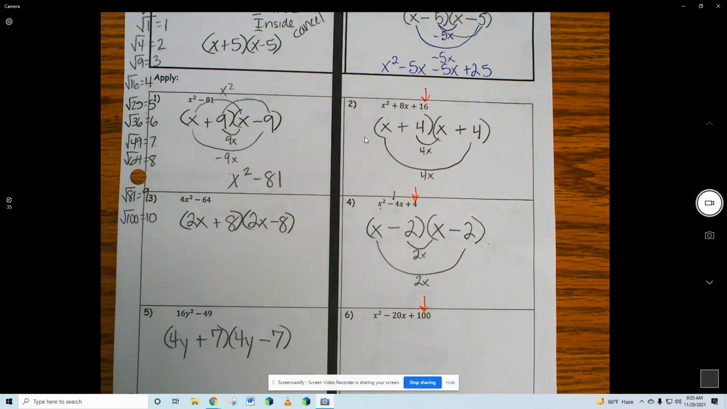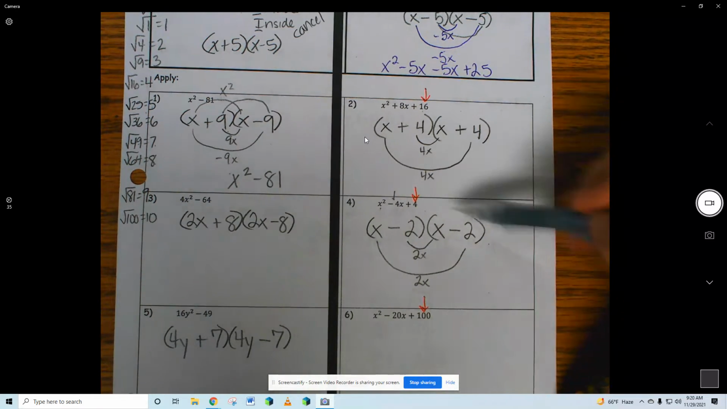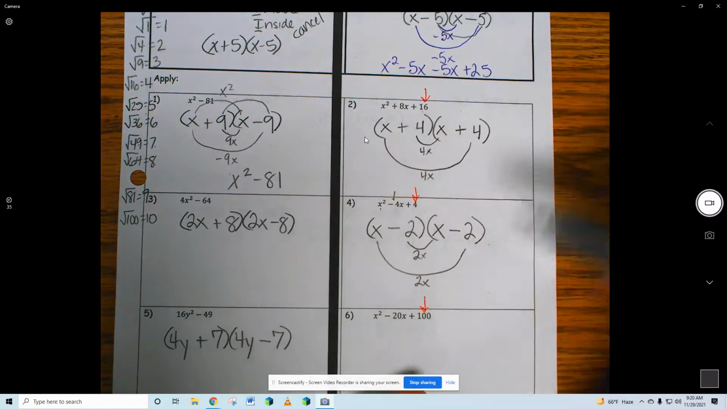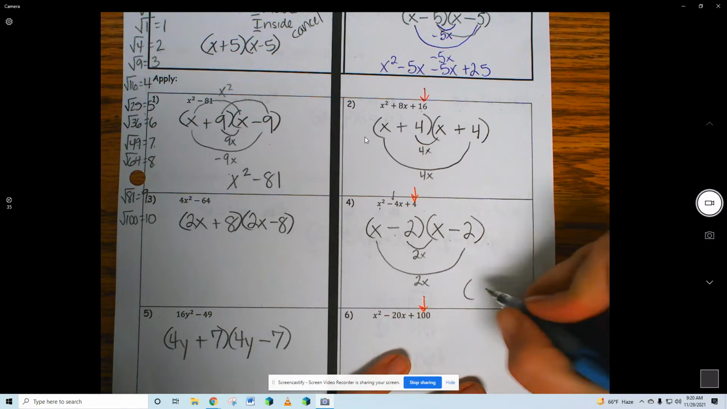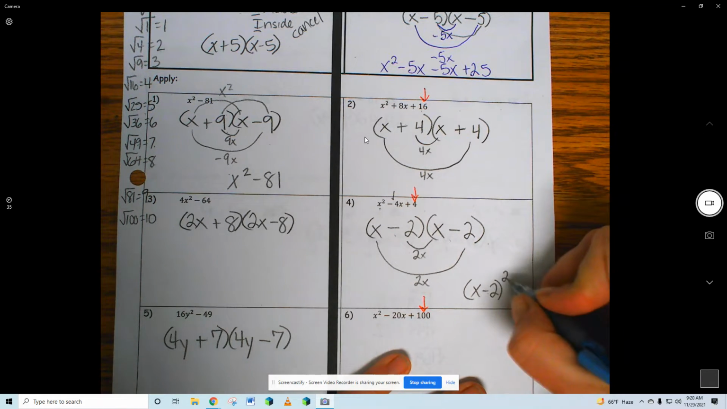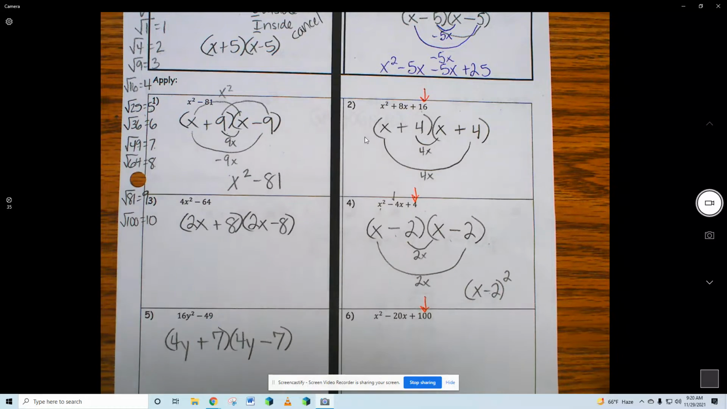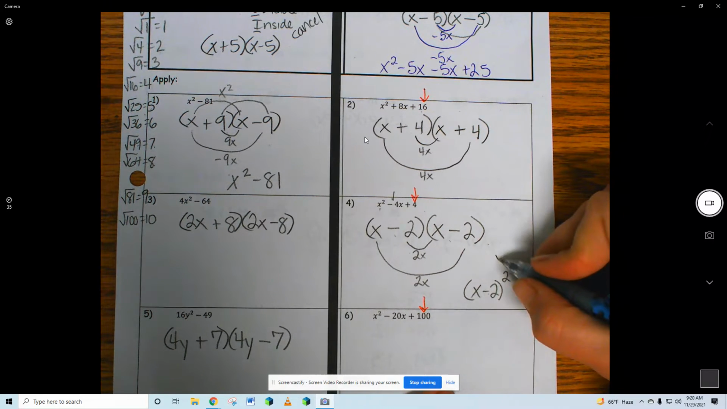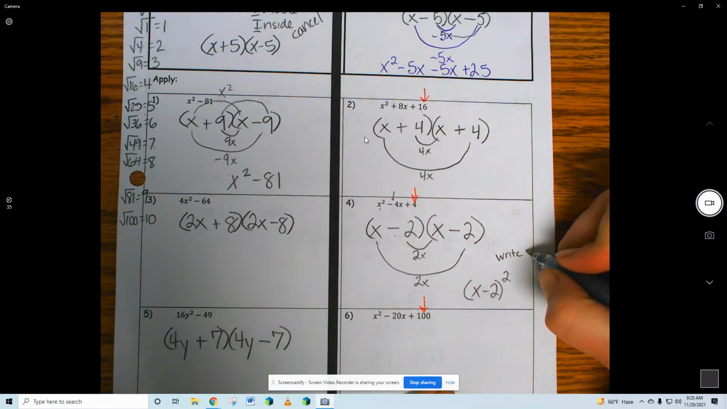Hey, isn't it interesting that I haven't had different signs, like a plus minus? I have not had a plus minus in any of these math problems. And by the way, when I write the same thing twice, I could do x minus 2 squared. I could write it like that. It just means write it twice, or multiply it out twice, you know.